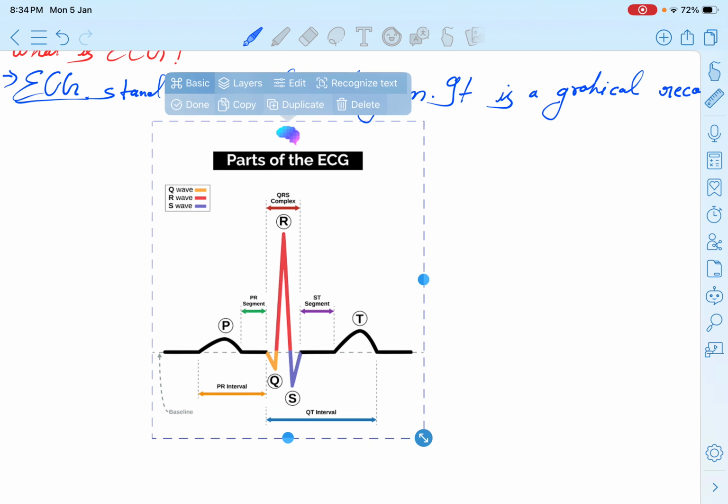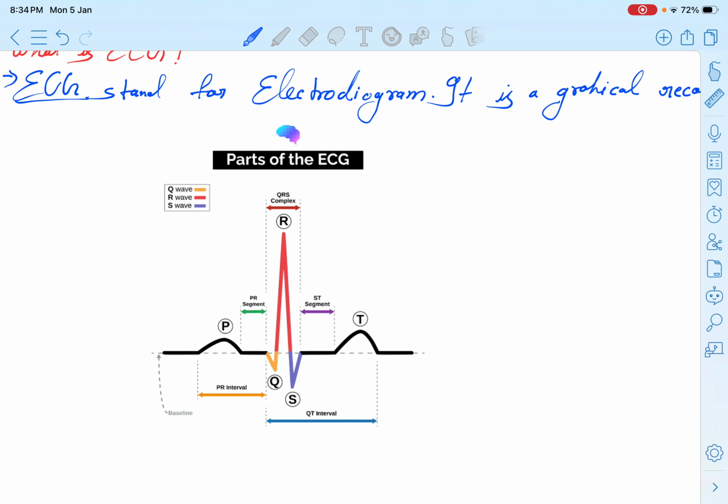In ECG, we will see here the line. I am marking with the blue pen. This side is the P wave. This is Q. This is R. This is S segment, and this is T segment. Okay. This is very simple, friends.